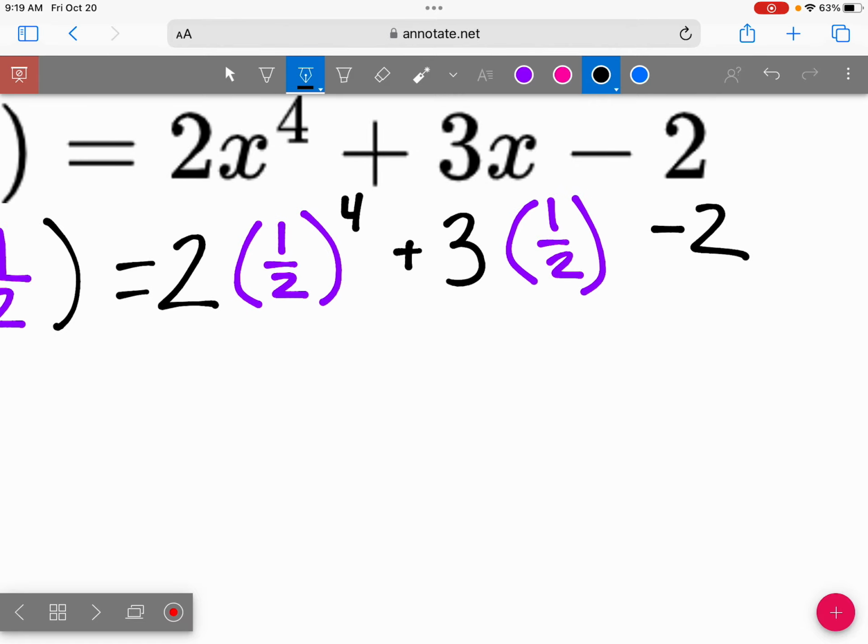What is 1/2 to the 4th? 1/16. 1/16 times 2 is 2/16, also known as 1/8. How about 3 times 1/2? 1.5 or 3/2, minus 2.